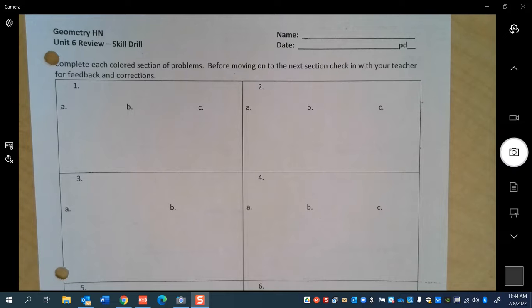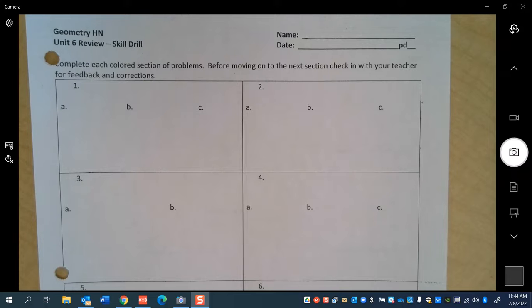And then you work on the yellow, and then you check in with me. Make sure you have them all right. And then you work on the green, and then you check in with me. Make sure you have them all right. And then you work on the blue. So the idea is you get the feedback that you need, and you get the chance to ask the questions that you need.